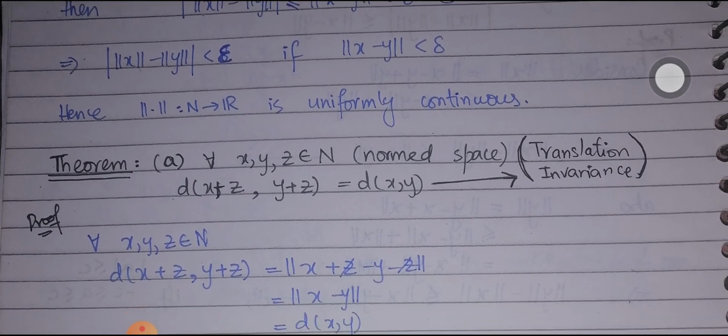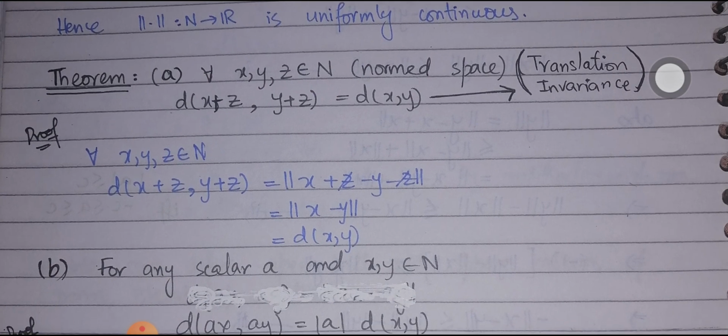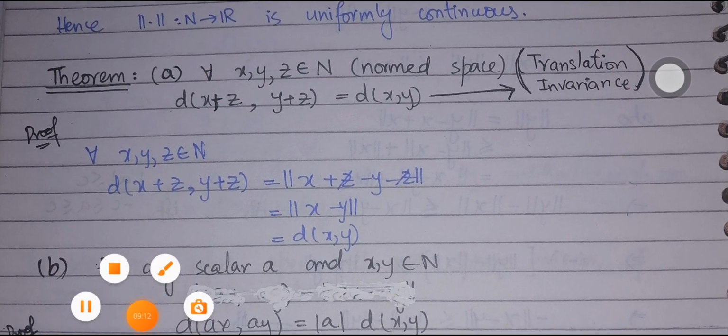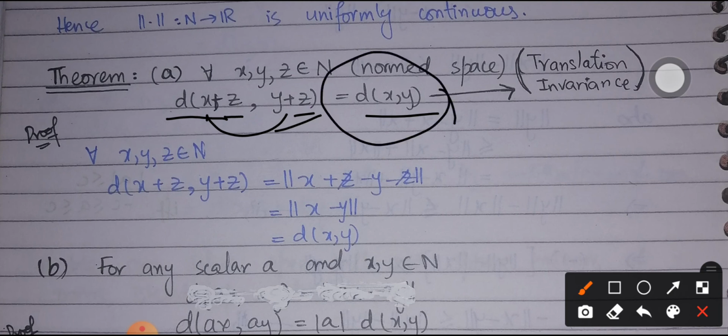Next we have a theorem that for all x, y and z belonging to the normed space, we have d of x plus z, y plus z is equal to d of x, y. So what we are saying, this is also named as translation invariance, that when I add the same element to both coordinates x and y, there will be no effect on the distance; it will be the same.